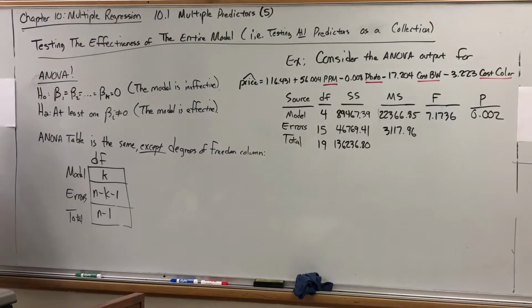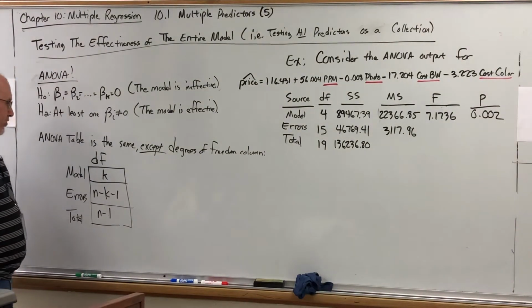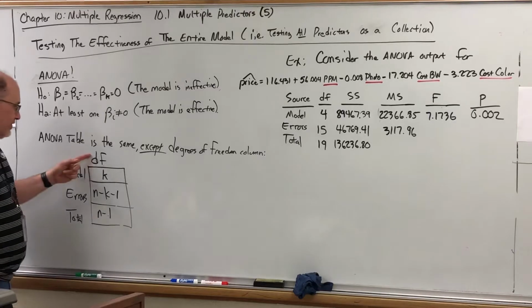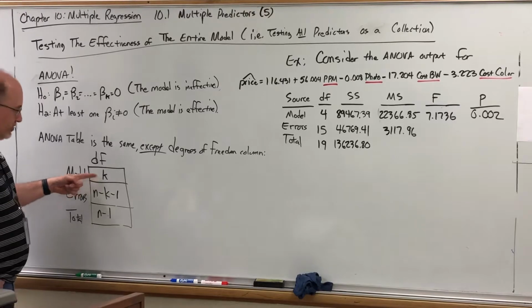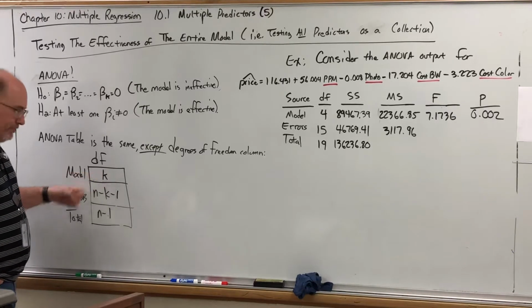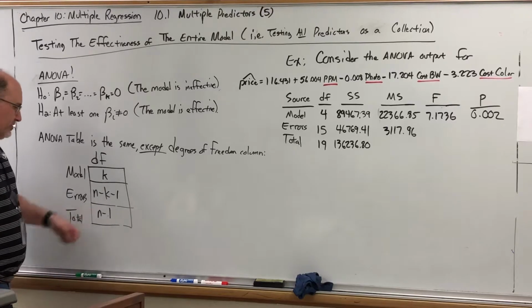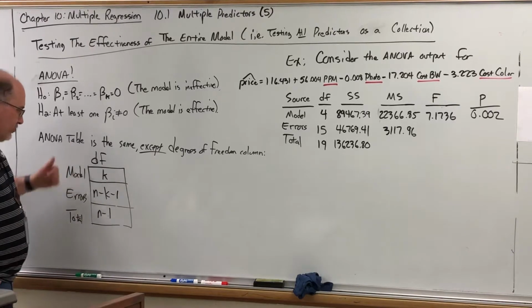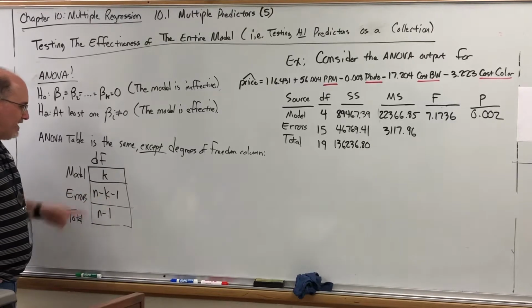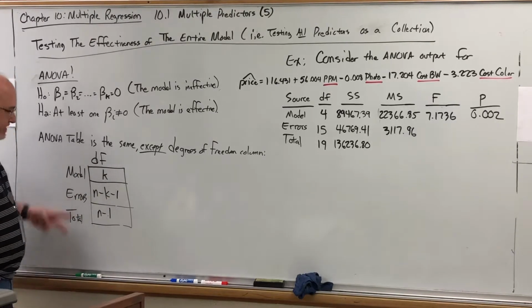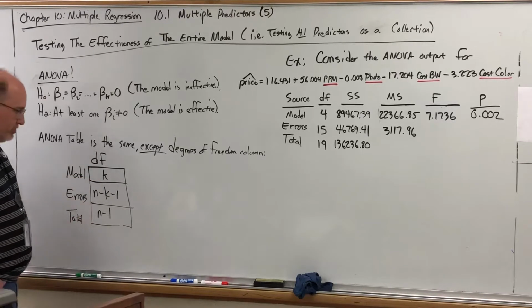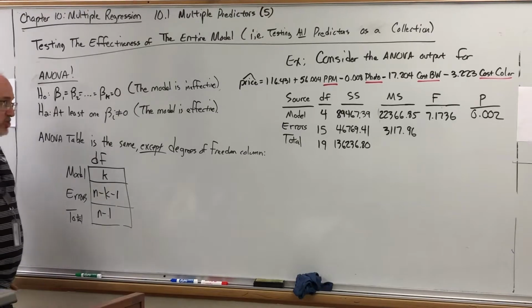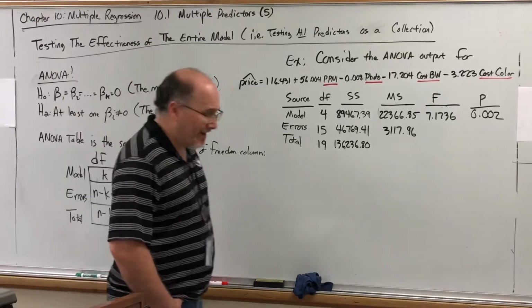And the ANOVA table is the same as it was before, except the degrees of freedom column. In a simple regression's ANOVA table, the degrees of freedom for the model was 1 because there was only one predictor, but now we have k predictors, so it makes sense that this degrees of freedom is k. The total degrees of freedom is still n minus 1, and so the degrees of freedom for the error has to be n minus k minus 1 in order to preserve the additivity. In other words, if I add these two degrees of freedom, the k's cancel and it gives me the total degrees of freedom. But other than that, the construct of the ANOVA table is exactly like it was before.